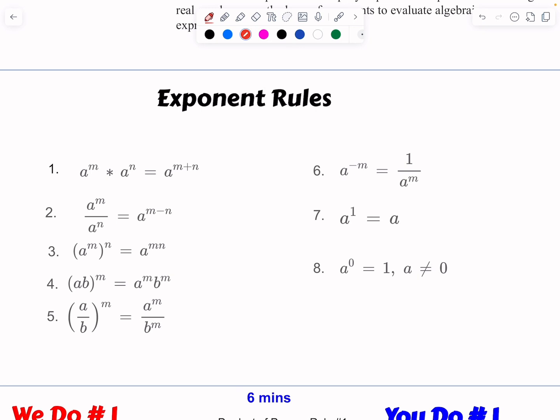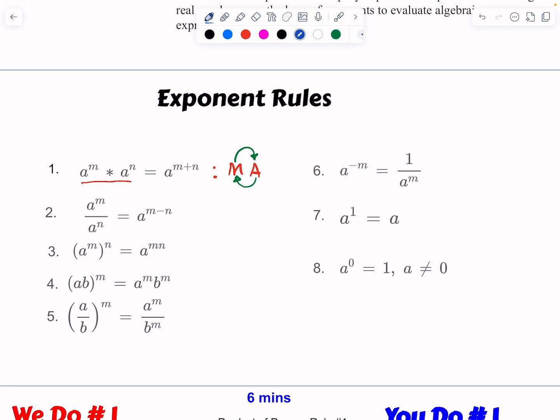So what do you notice? The first one is called the product property or the product rule. For the product rule, this means that if you're multiplying, and you can see in this case we're multiplying, you are going to add the exponents. If I am multiplying, I add the exponents. If I am adding the exponents, I am multiplying. So that's the rule.